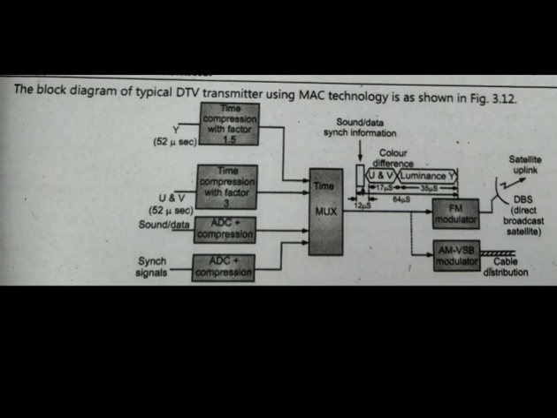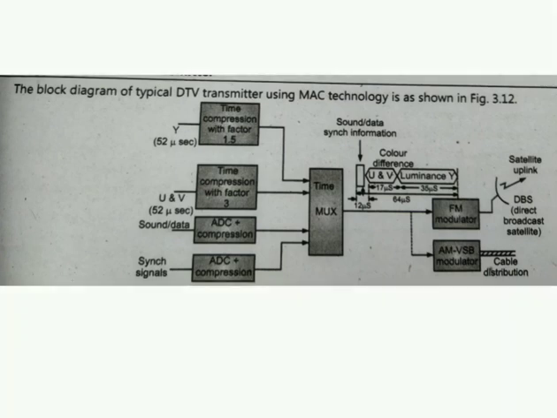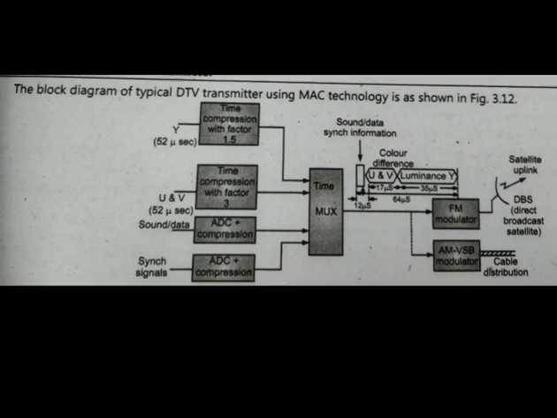In this, time compression with a factor of 1.5 is applied to the luminance signal. After that, time compression with a factor of 3 is applied to the chrominance signal. We have two signals, luminance and chrominance: with the factor 1.5 we compress the luminance signal, and with the factor 3 we compress the chrominance signal. Sound, data and synchronization signals are converted into digital signals using an ADC, and then digital compression is applied to these signals. The time multiplexer is then used to multiplex the time-compressed U, V and Y signals with the digitally compressed sound and data with the synchronization signal.